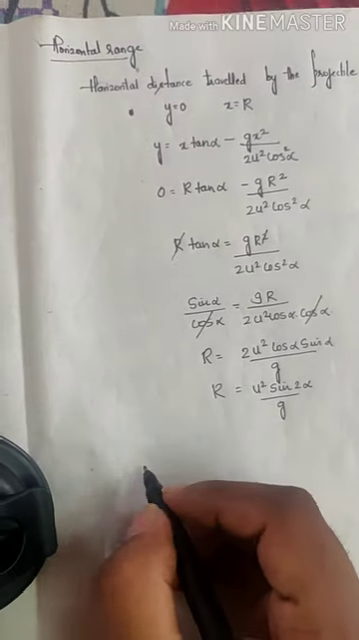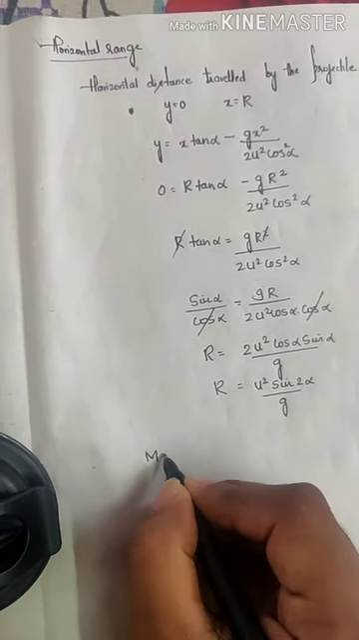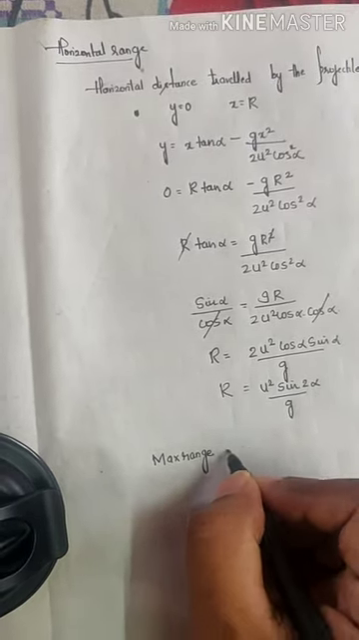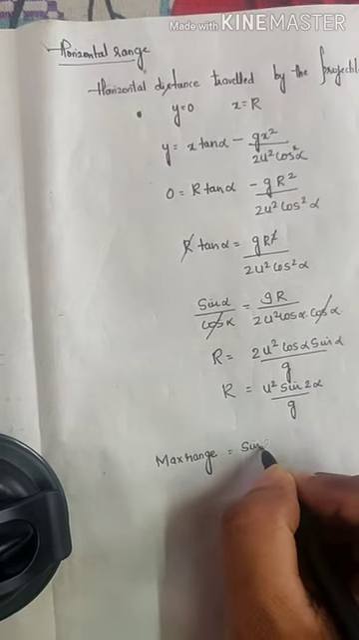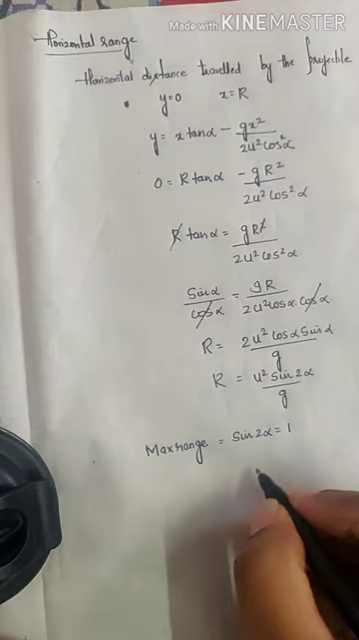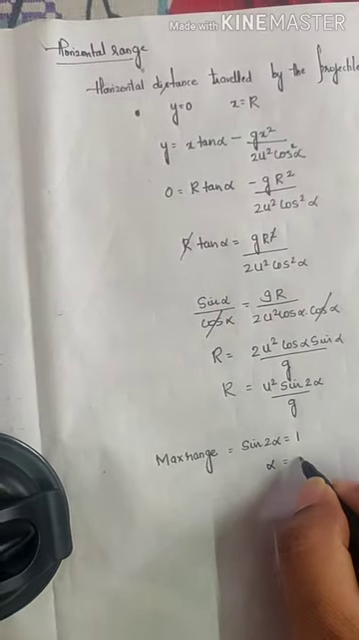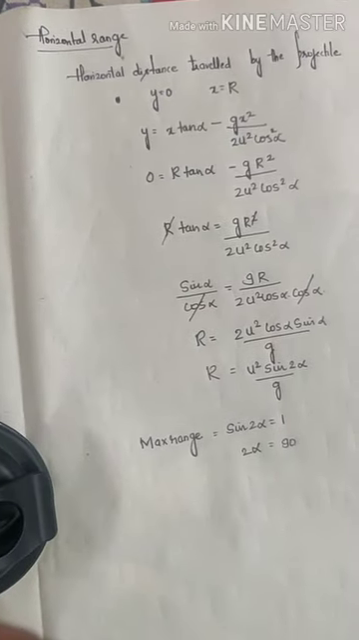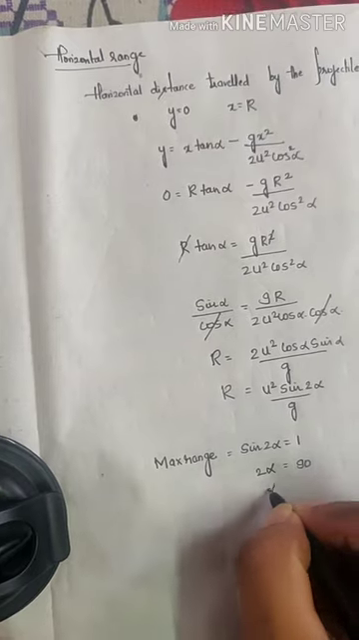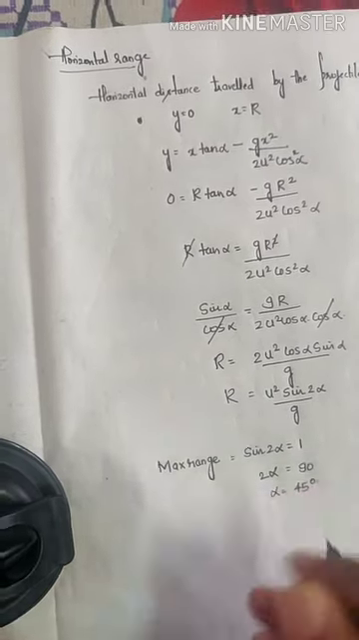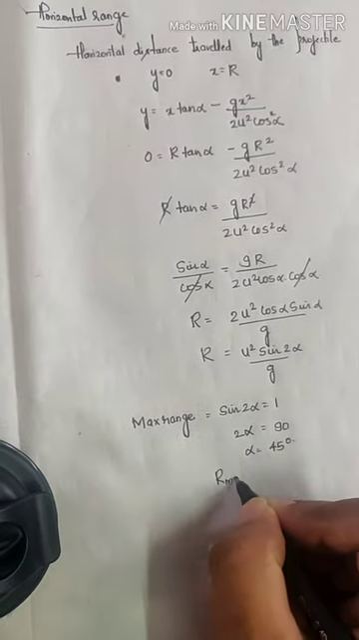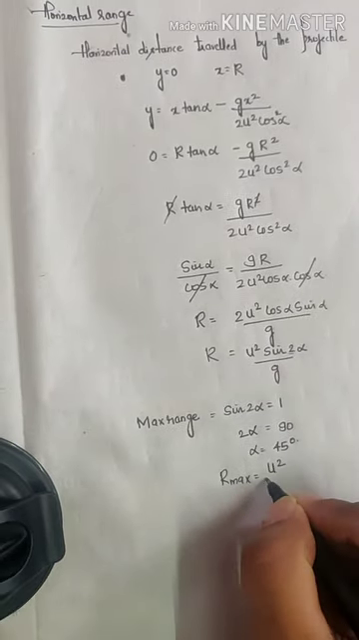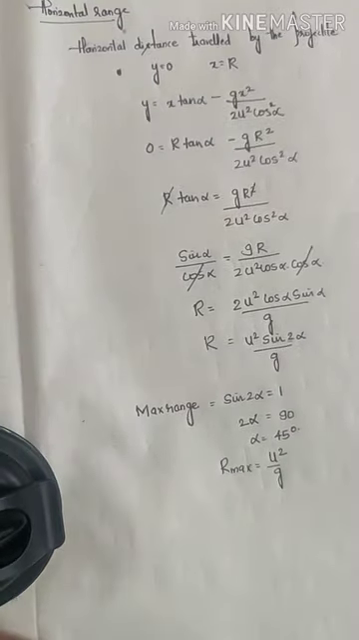Now to get the maximum range: maximum range is possible when sin 2 alpha is equal to 1, so 2 alpha is equal to 90 degrees. So sin 90 is 1. So 2 alpha is 90 degrees, so alpha will be 45 degrees. So maximum range, or R max, is possible when alpha is 45 degrees. So sin 90 is 1, and R max is equal to u square by g.